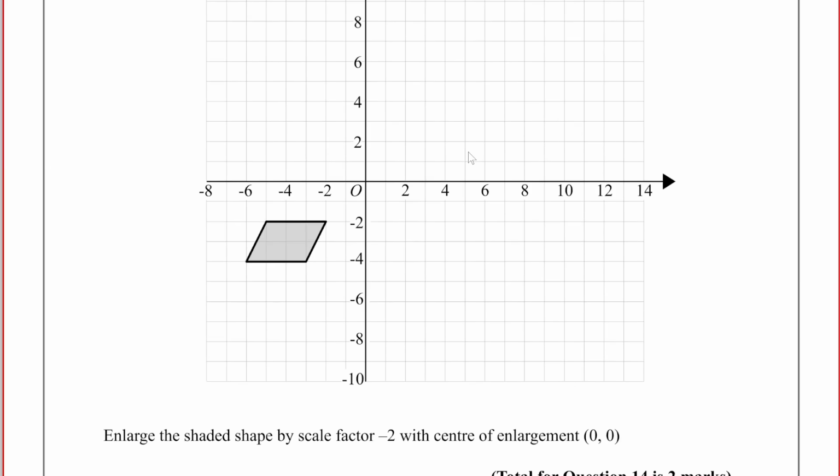Question 14. Enlarge the shape by scale factor -2 with center of enlargement at the origin. So we're going to take a point. The movement from the origin to that point is left, down. If we multiply that by -2, negative times the negatives are positive, so it would be right 4 up 4.